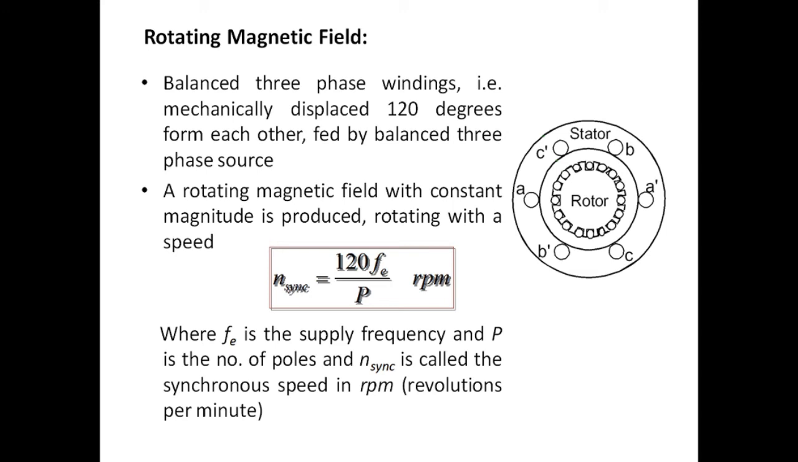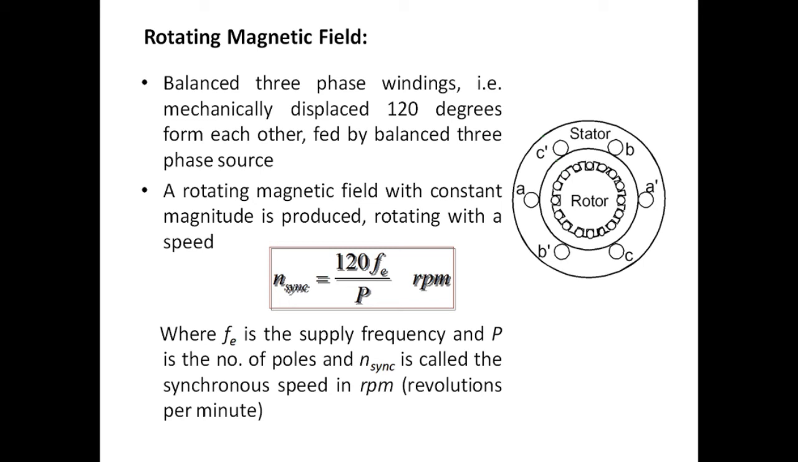In the stator we give the three phase power supply. The stator contains the three phase winding with 120 degrees phase shift: phase A, phase B, phase C. We can observe the phase R voltage VR equals Vm sin omega t, and the phase Y voltage Vy equals Vm sin(omega t minus 120 degrees), and the phase B voltage Vb equals Vm sin(omega t minus 240 degrees). So each phase has a 120 degree phase shift.